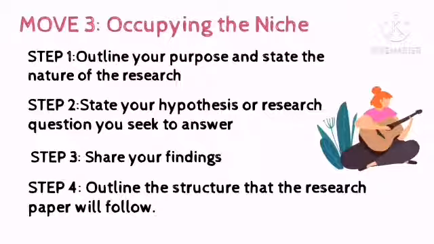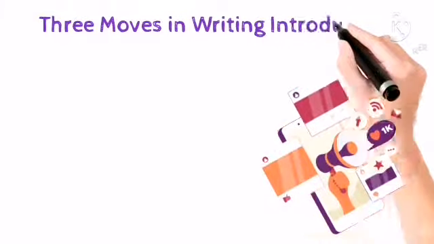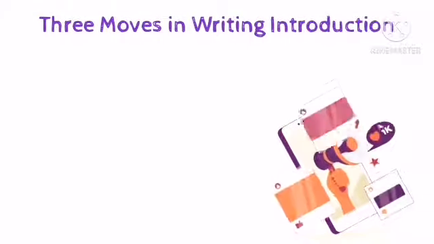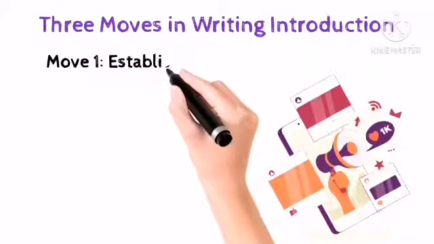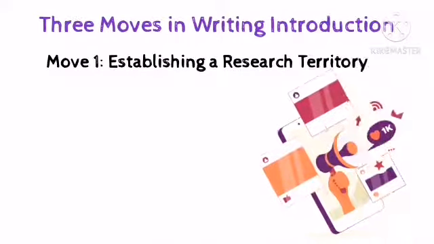So this is like a table of contents, but in sentence form, and it's very brief. It just follows how your research paper would progress from that point. And that's it for the 3 moves in writing an introduction. After you followed everything and maybe just write 3 to 5 sentences for every step, then you already have an introduction. You're finished with the introduction.